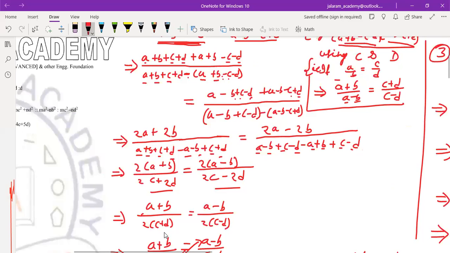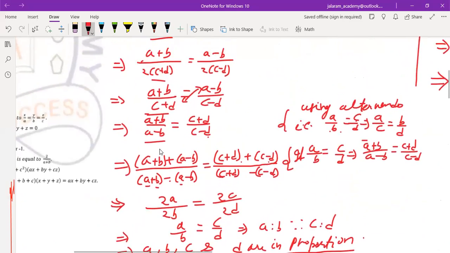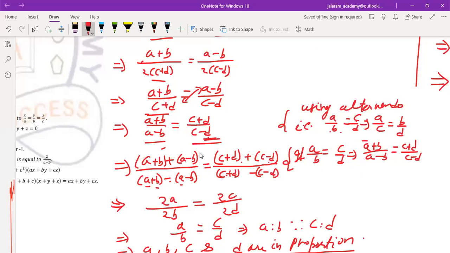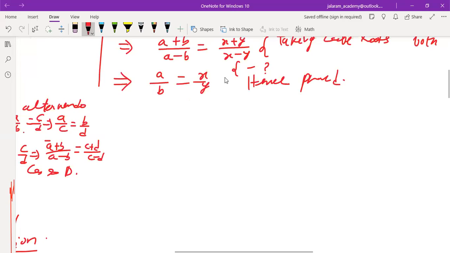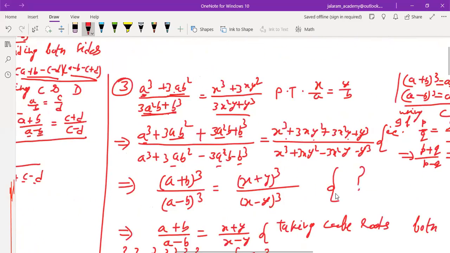After getting a plus b over a minus b equals c plus d over c minus d, when we use componendo and dividendo, finally we get a by b equals c by d. In this also, in place of c and d, it has x and y. So use componendo and dividendo again. Don't leave it without doing this. Otherwise, your marks will be deducted in board exams. Okay.